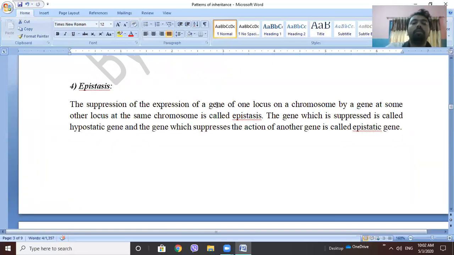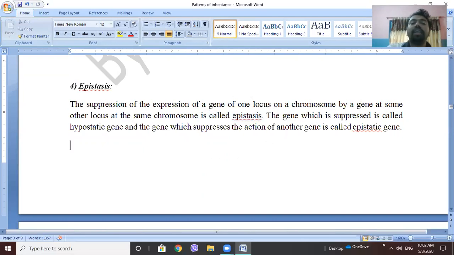Epistasis bhaneko kunai euta gene ko athwa allele ko kunai euta locus, chromosome ko kunai euta locus ma bhayeko gene ko expression lai suppression arko kunai gene le jun aru kunai locus ma cha, then we call it epistasis, but edi eudai chromosome ma hunu paryo. So both the alleles should be in the same chromosome, but the locus or loci should be different. Yautale arcoli suppress garcha, arco gene expression la, allele expression la suppress garcha bhane, we call that phenomenon epistasis.